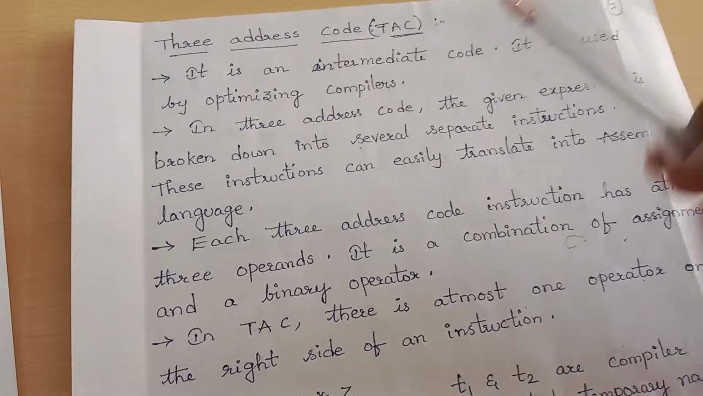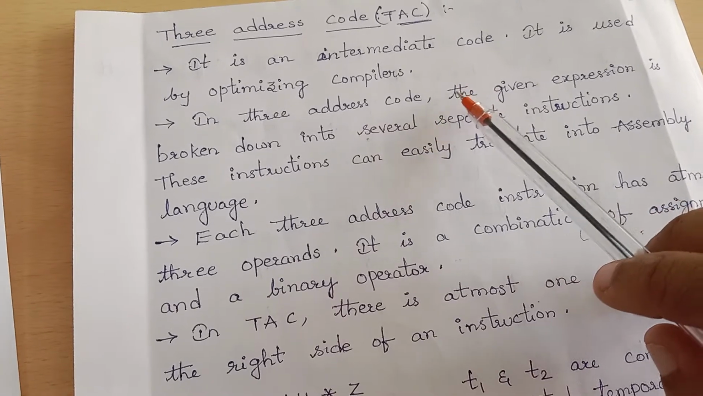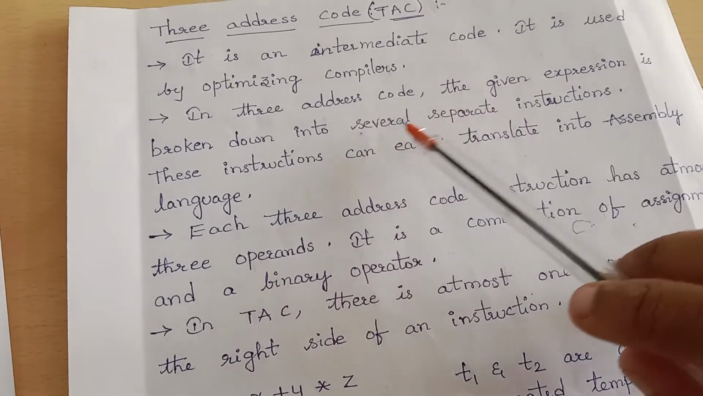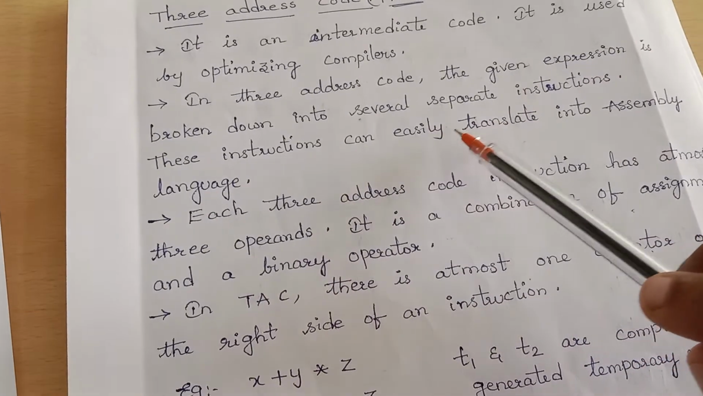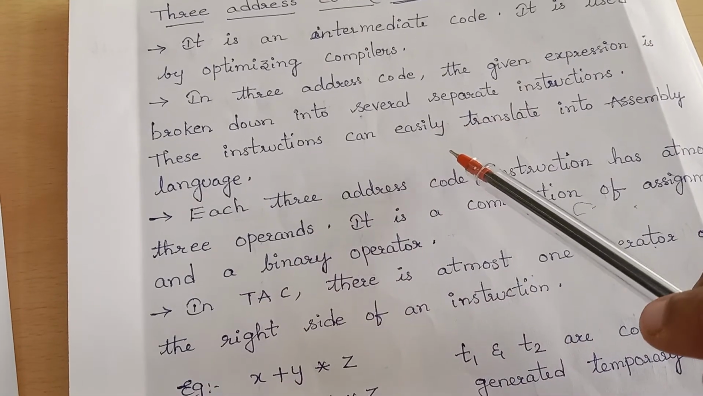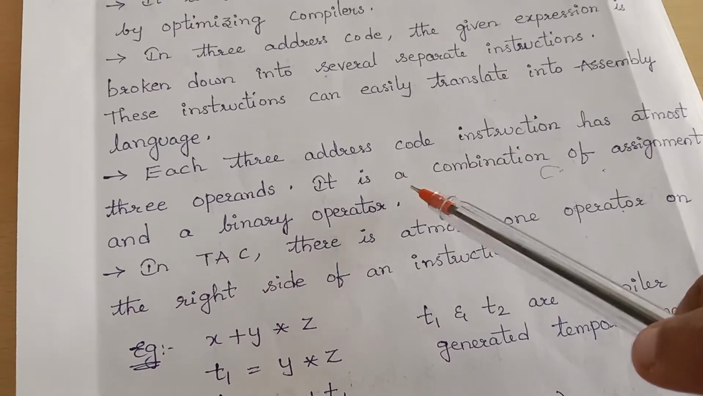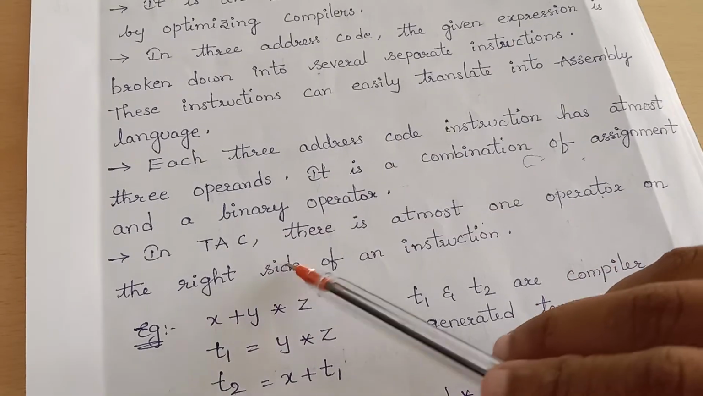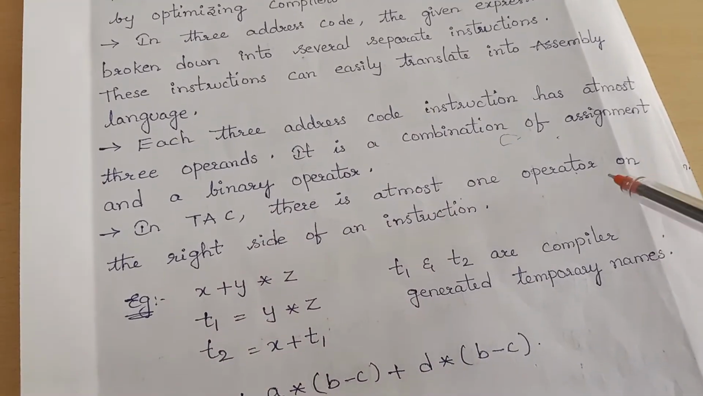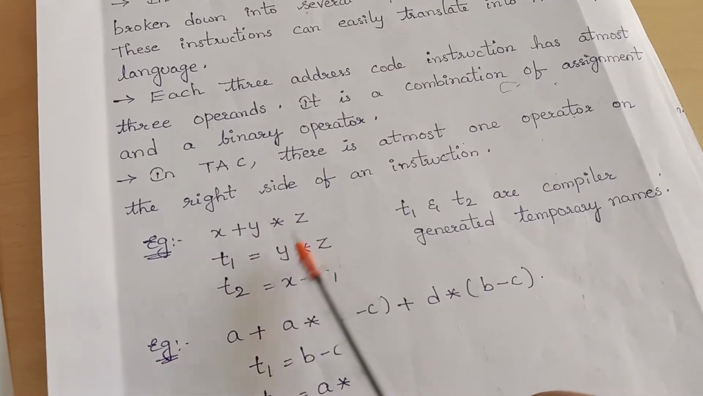Three address code. It is an intermediate code used by optimizing compilers. In three address code, the given expression is broken down into several separate instructions. These instructions can easily be translated into assembly language. Each three address code instruction has at most three operands. It is a combination of an assignment and a binary operator. In three address code, there is at most one operator on the right side of an instruction. Example, x plus y star z.